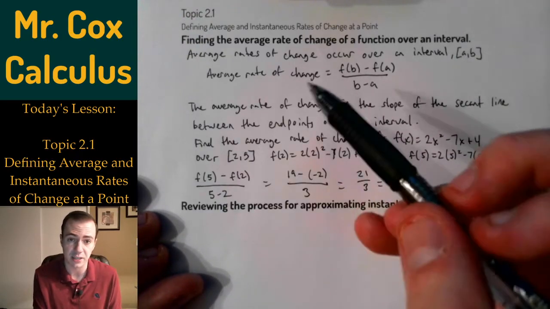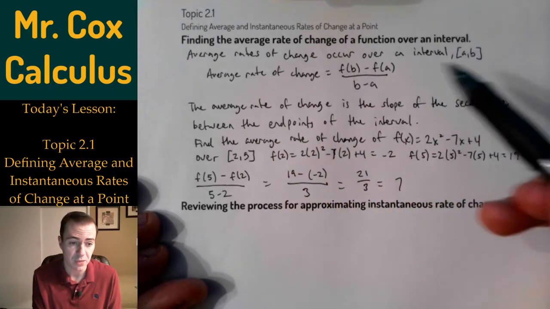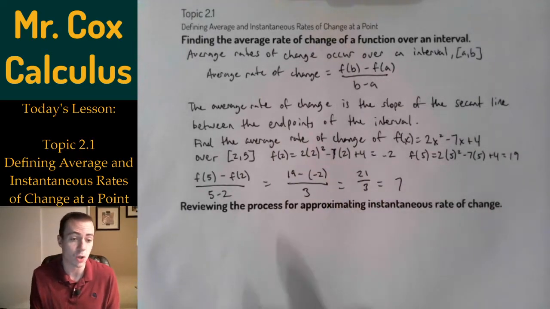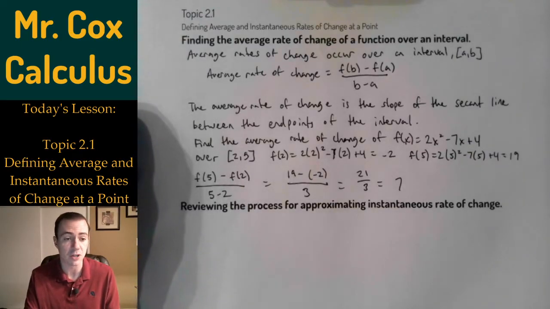So the key takeaways here: average rates of change occur over an interval, and we find them essentially using our slope formula by knowing the values of the function at those two endpoints.